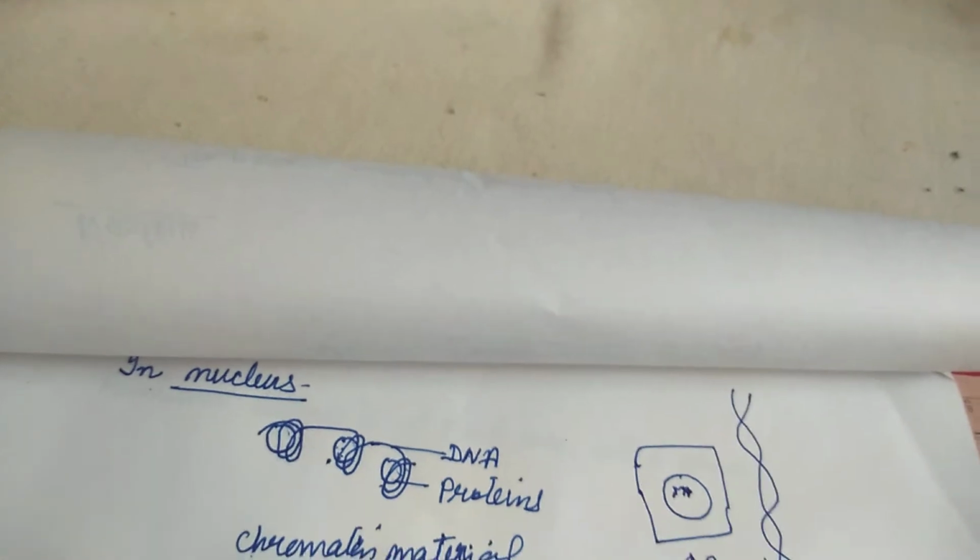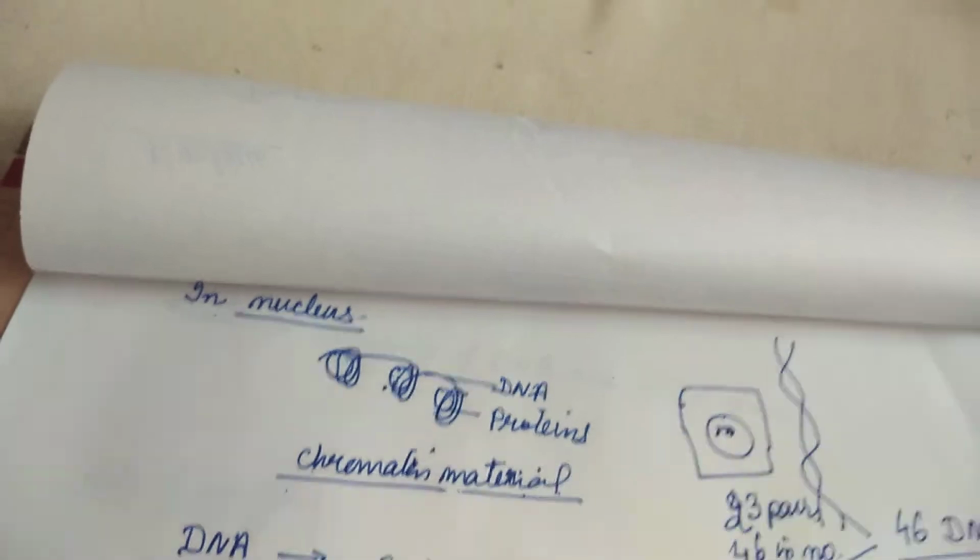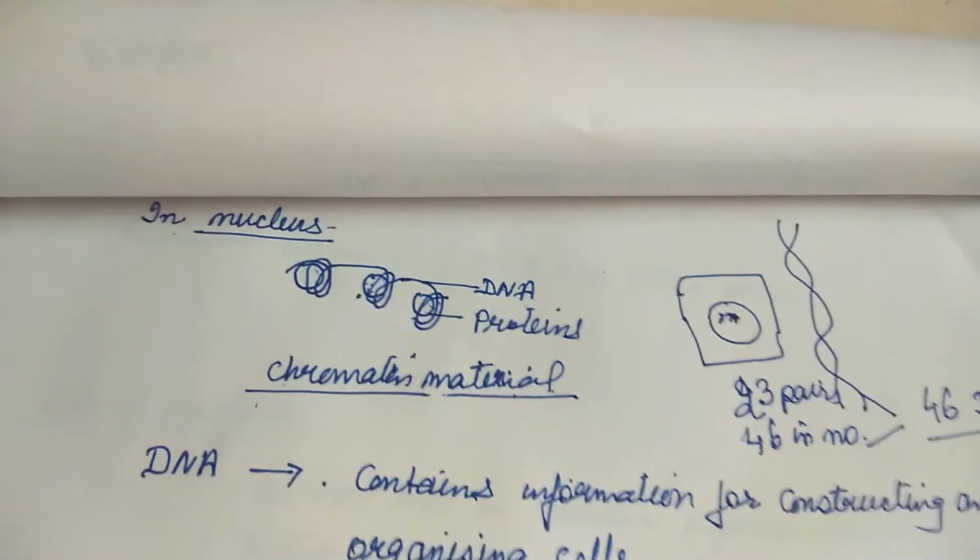DNA is coiled around protein. So this is called chromatin material. So don't be confused with this word. This is just DNA and protein that we call the chromatin material.